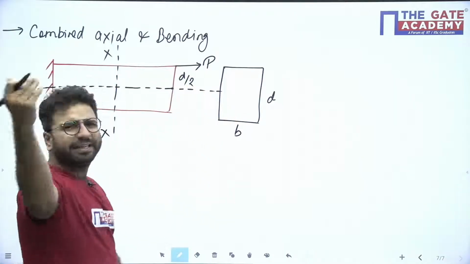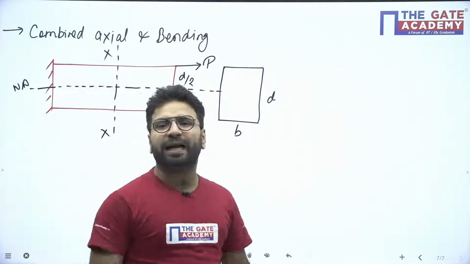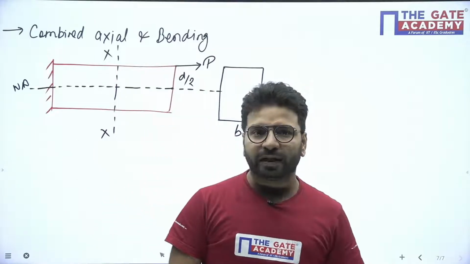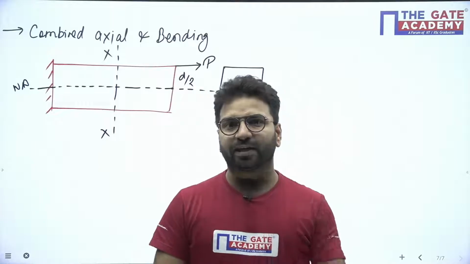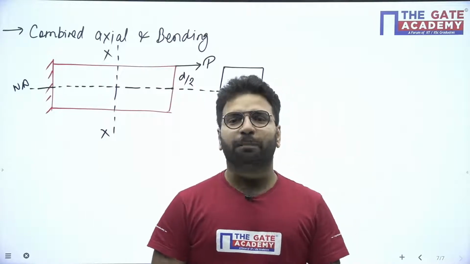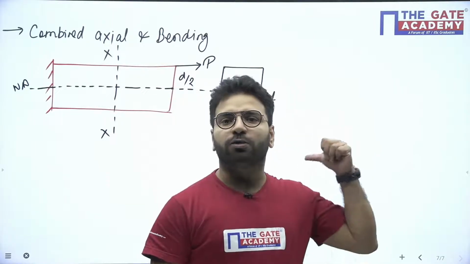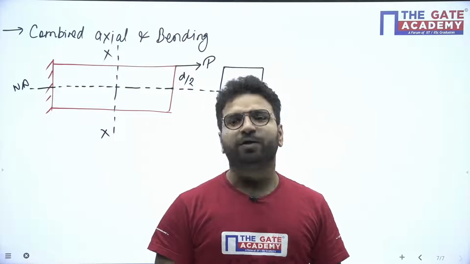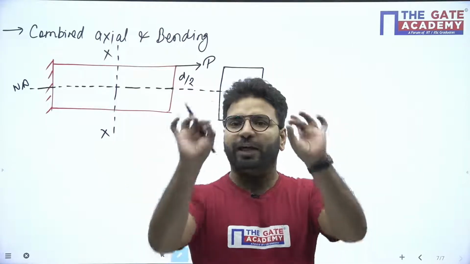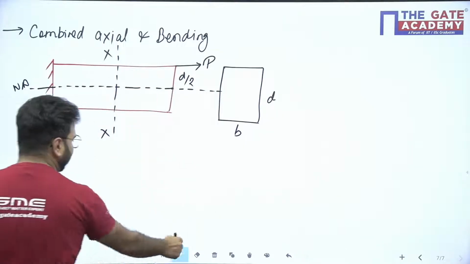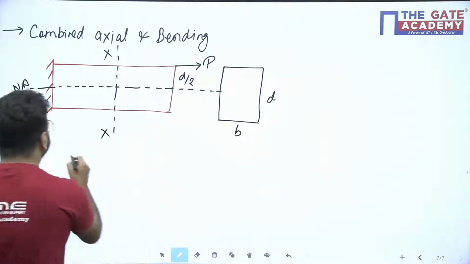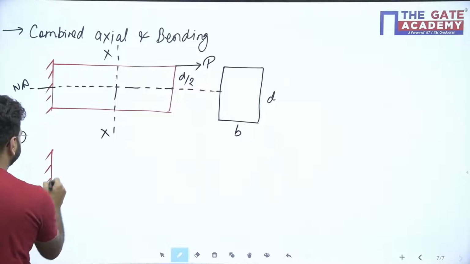It can be at any distance, but we know one thing, how to transfer the force to the neutral axis. Yesterday also we saw a question on bending moment. Here also we have to apply the same concept. What will we do here? We will transfer the force to the neutral axis. So can I make the diagram like that?